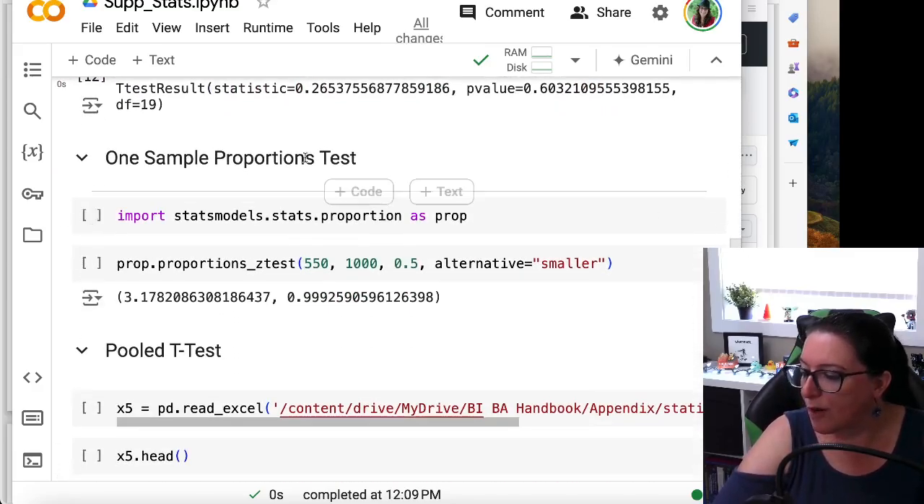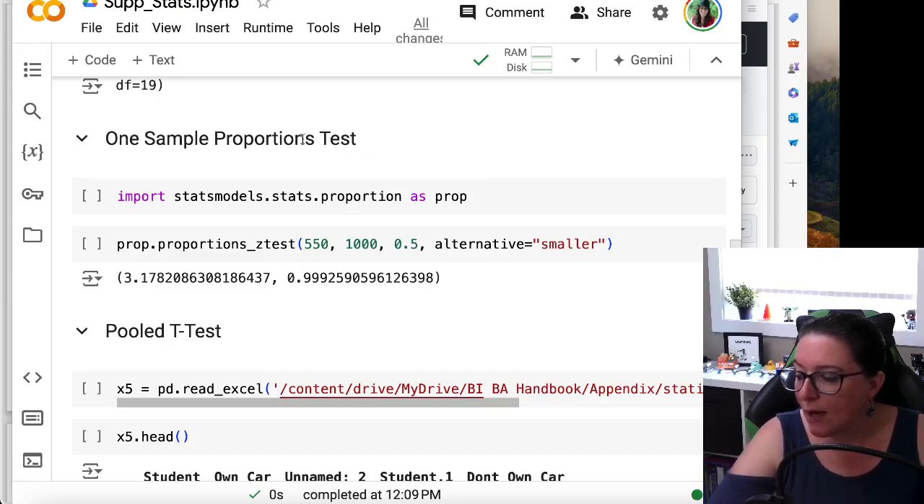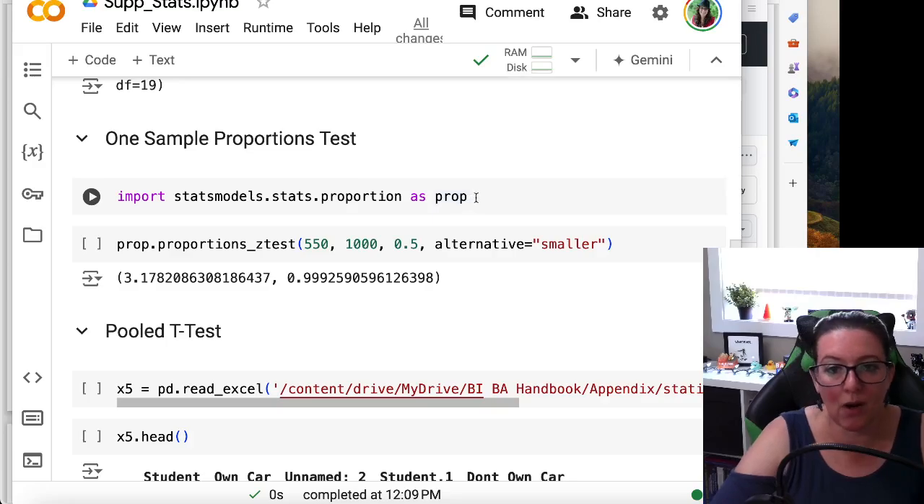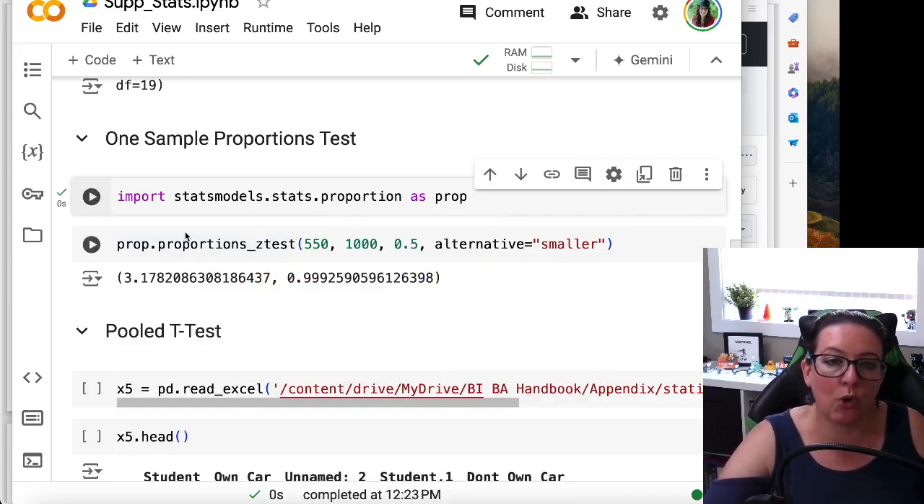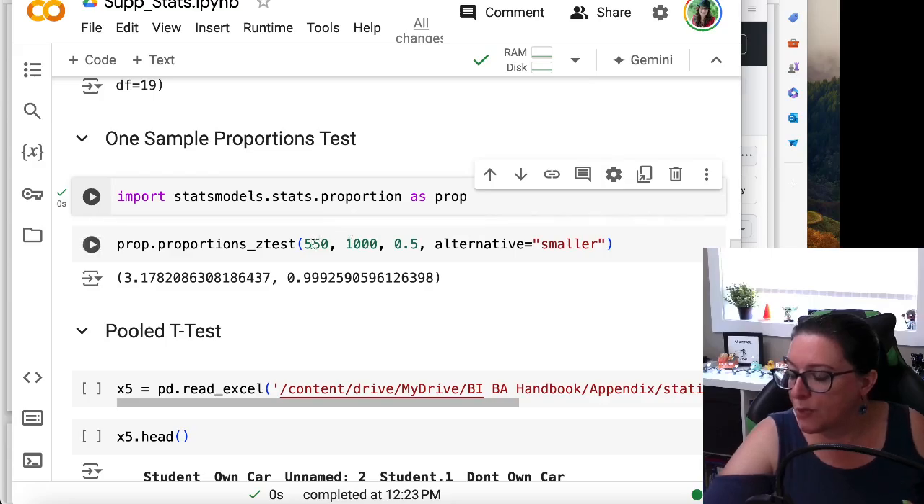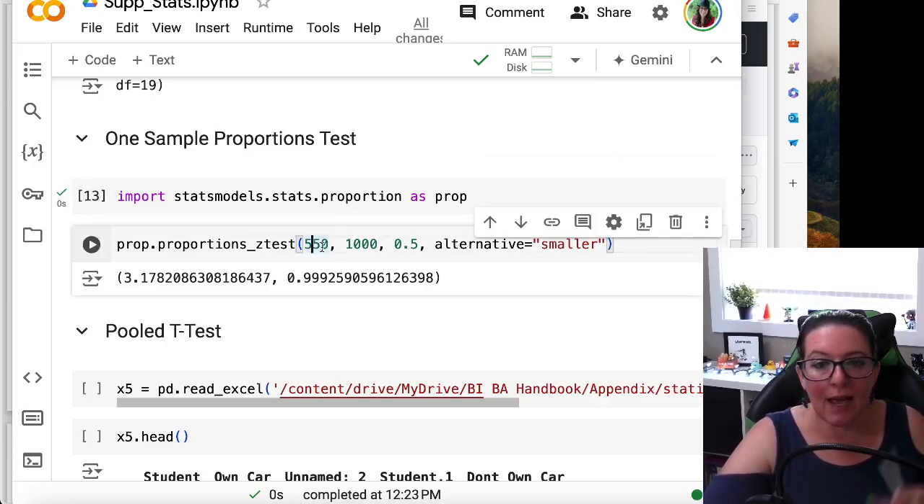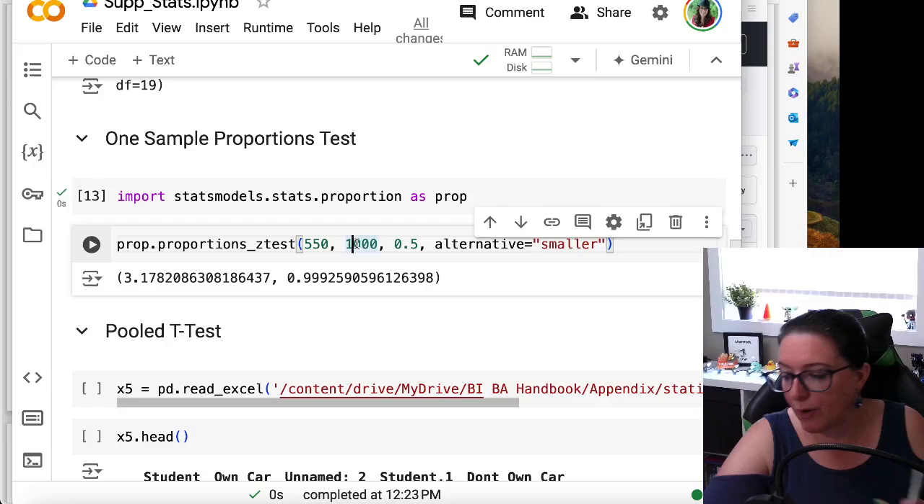So we're down here for a one sample proportions test. For our one sample proportions test, we use statsmodels.stats.proportion, and we simplify that by calling it prop. So import statsmodels.stats.proportion as prop. And then we're simply going to call our test. We're doing a proportions test. It uses z-scores. We need to give it the count and the sample size. Remember in our sample, 55% said they would vote for Mr. Mander. So that's 550 out of 1,000.